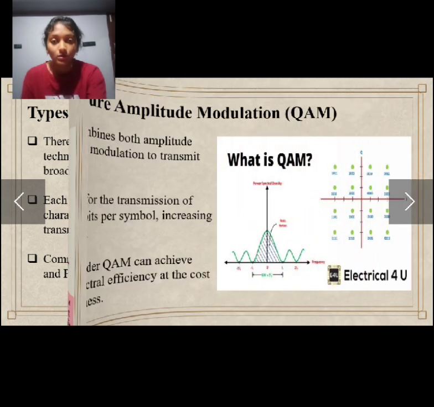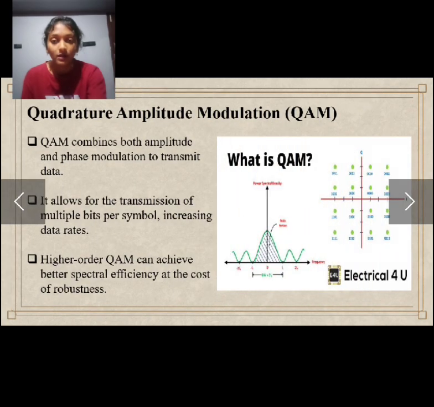Let's move on to quadrature amplitude modulation, that is QAM. It combines both amplitude and phase modulation to transmit the data. It allows for the transmission of multiple bits per symbol, increasing the data rate. Higher order QAM can achieve better spectral efficiency at the cost of robustness.